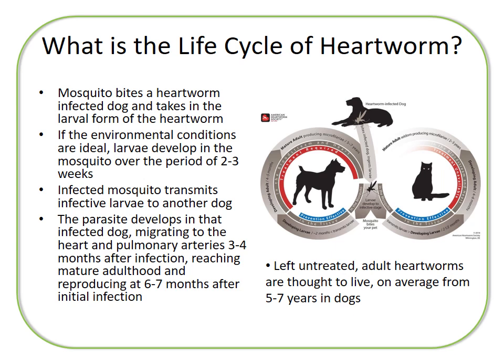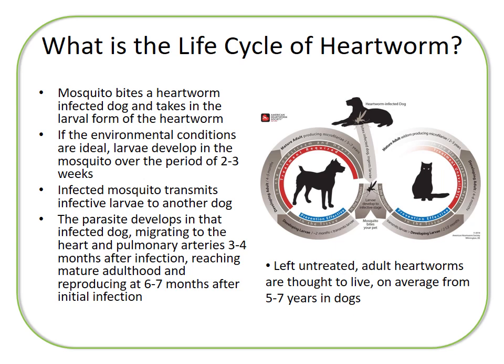Okay, so we know heartworm is transmitted by the mosquito, but what exactly is its life cycle? Well, it all starts when a mosquito bites an infected animal and takes in the larval form of heartworm. In ideal environmental conditions, that larvae will continue to develop inside the mosquito over a period of 2 to 3 weeks. At that time, that infected mosquito will then transmit the infective larvae to another dog.